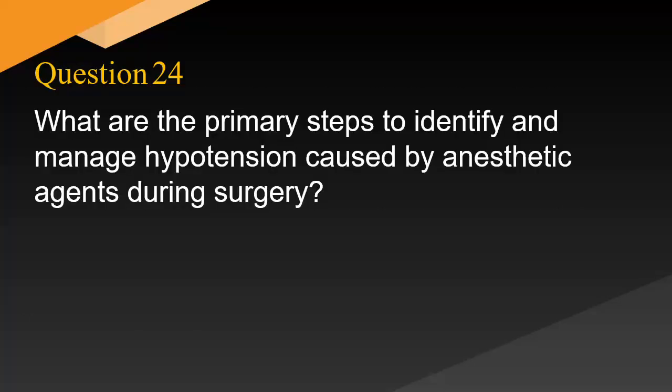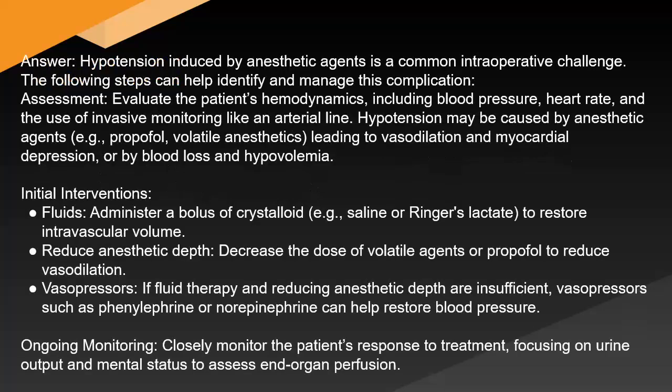What are the primary steps to identify and manage hypotension caused by anesthetic agents during surgery? Answer: hypotension induced by anesthetic agents is a common intraoperative challenge. The following steps can help identify and manage this complication. Assessment: evaluate the patient's hemodynamics, including blood pressure, heart rate, and the use of invasive monitoring like an arterial line. Hypotension may be caused by anesthetic agents, e.g., propofol, volatile anesthetics, leading to vasodilation and myocardial depression, or by blood loss and hypovolemia.